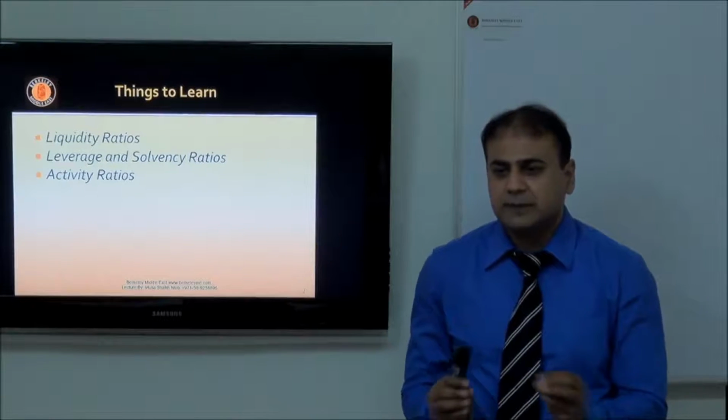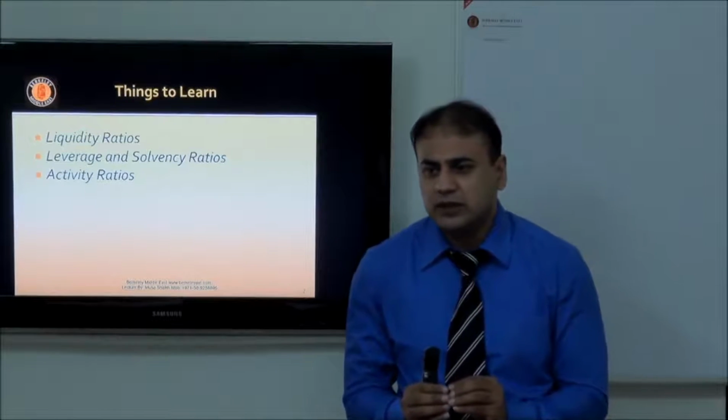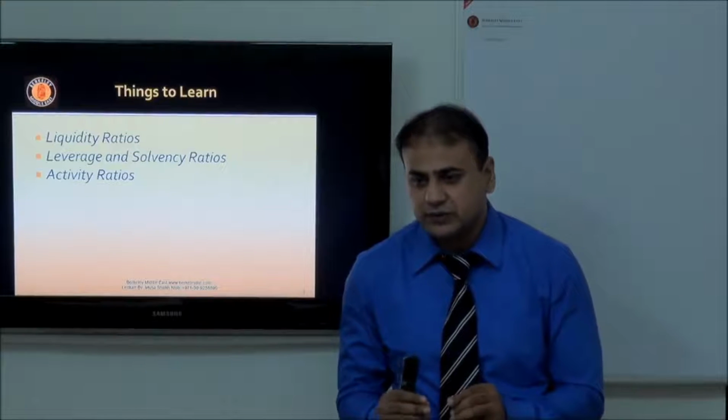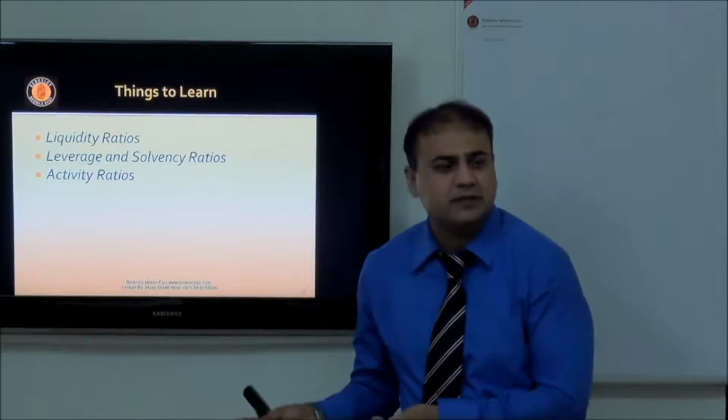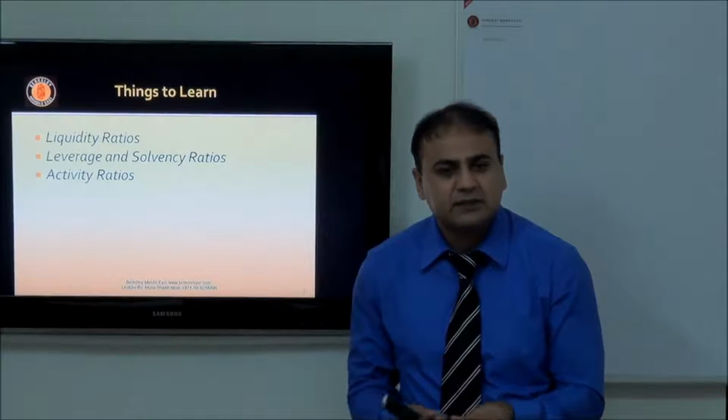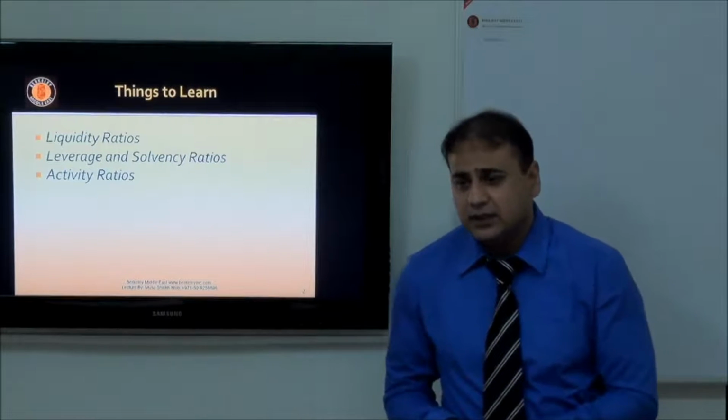For example, if I want to calculate liquidity ratios, I don't need the income statement because the income statement has expenses and income.